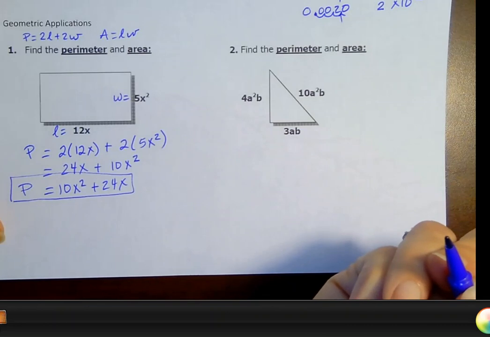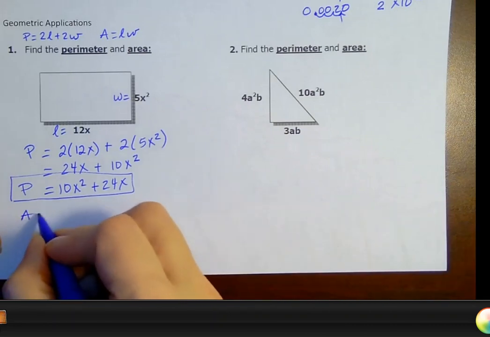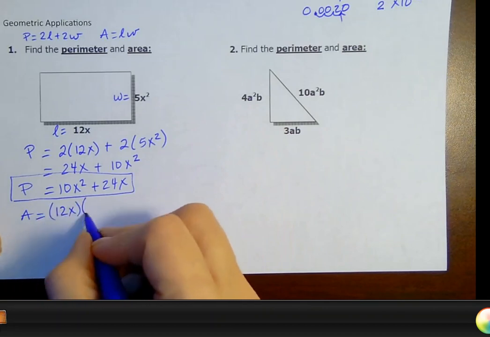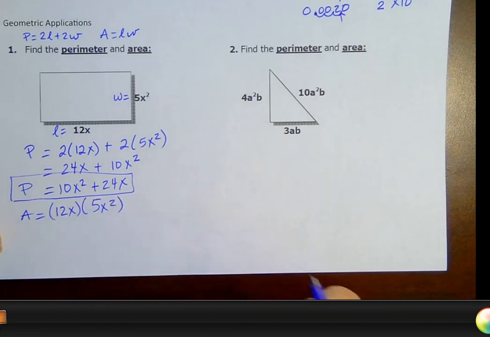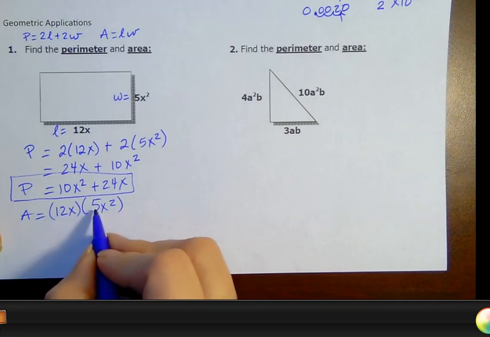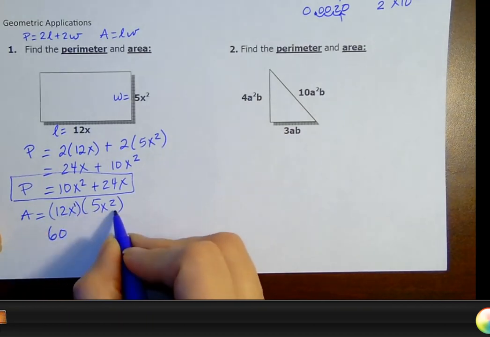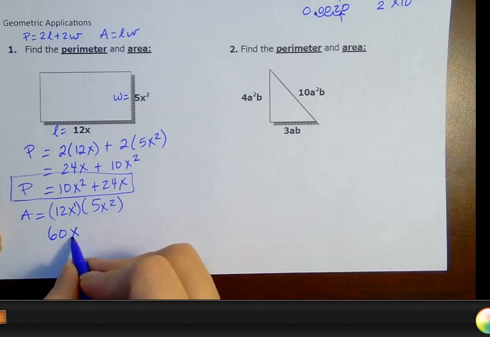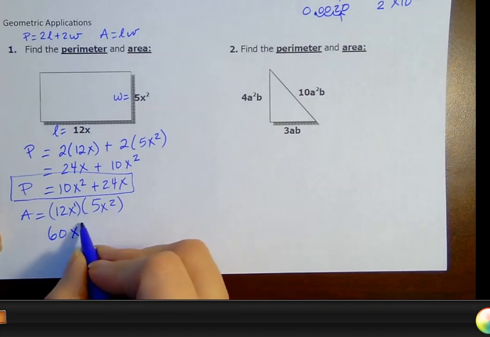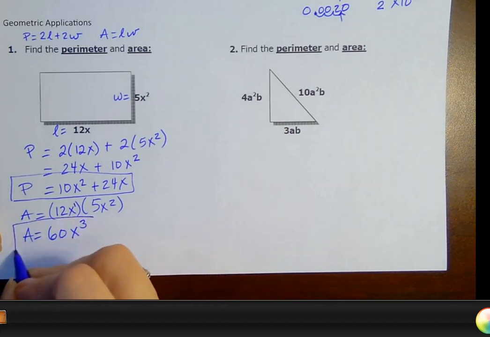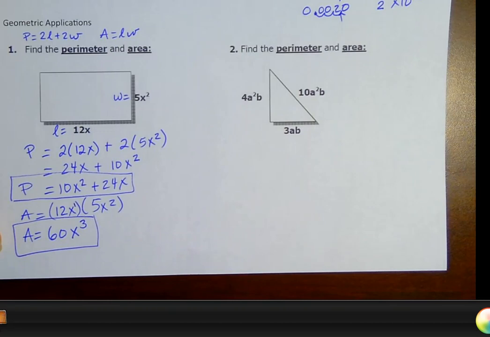If I need the area, it's length times width. So the area is length times width. So it's going to be 12x times 5x squared. So I'm going to multiply numbers together because I can do that. I have 60. And then x to the 1 times x squared. I keep my base, and I add 1 plus 2, I have x cubed. So my area is 60x cubed. Okay, we have one more. Remember, you're checking these on your own.